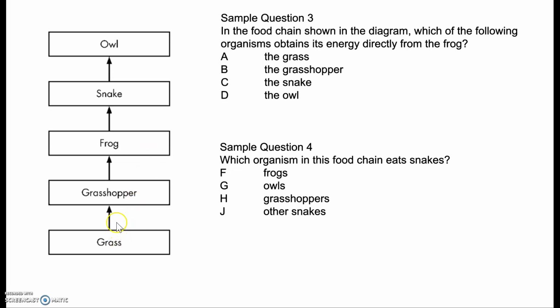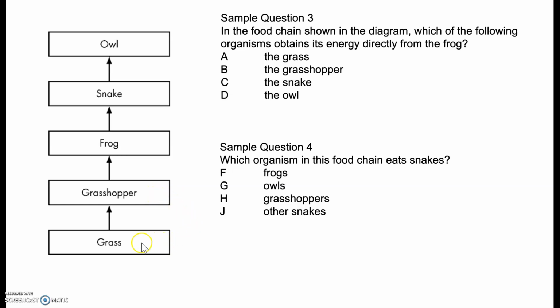We see that the arrows go from the bottom organism up to the organism above it. What does that mean? That means that the energy flows from the grass to the grasshopper, to the frog, to the snake, and to the owl. However, the eating relationship is backwards. So we know that owls eat snakes, snakes eat frogs, frogs eat grasshoppers, grasshoppers eat grass.